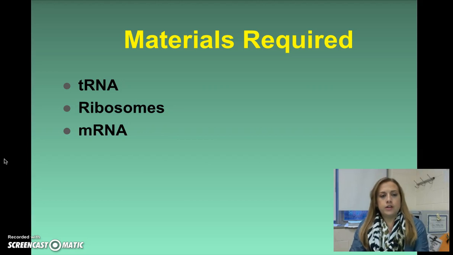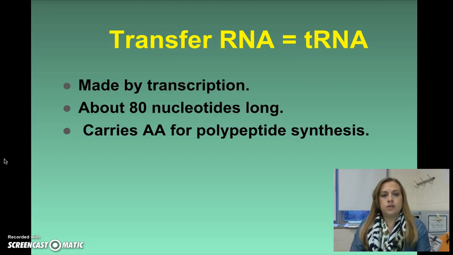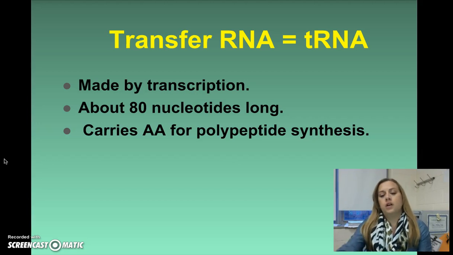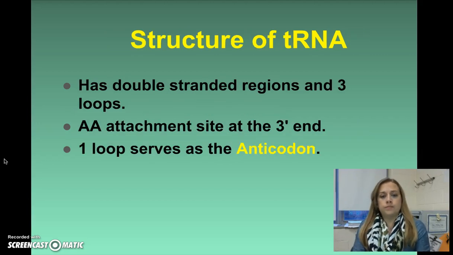So you're going to need a few things in order for this to happen. First, you need tRNA or transfer RNA, you need ribosomes, and you need mRNA, so that messenger RNA that was made during transcription. So transfer RNA is the same thing as when you see tRNA. It's made by transcription. It's about 80 nucleotides long, and this is what carries the amino acids that are used for that polypeptide synthesis. So the tRNA transfers the amino acids in order for translation to occur.